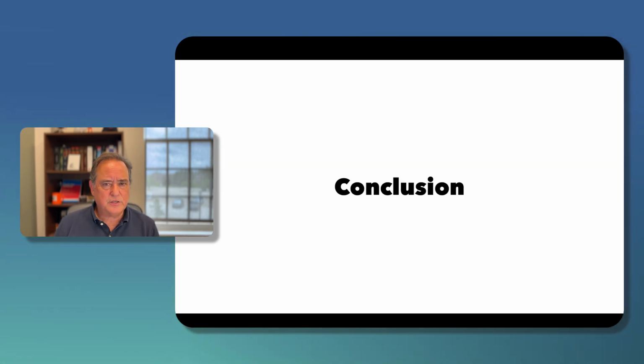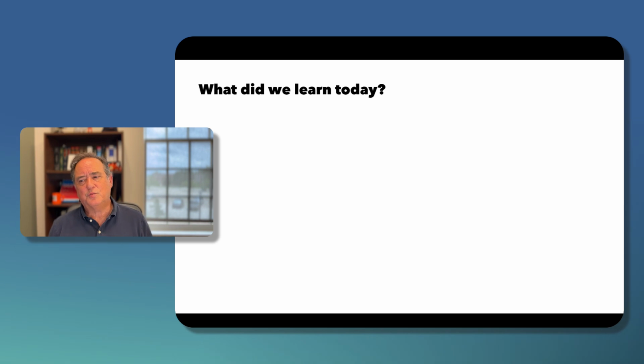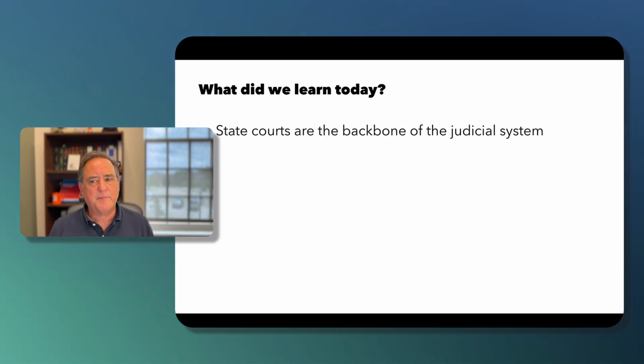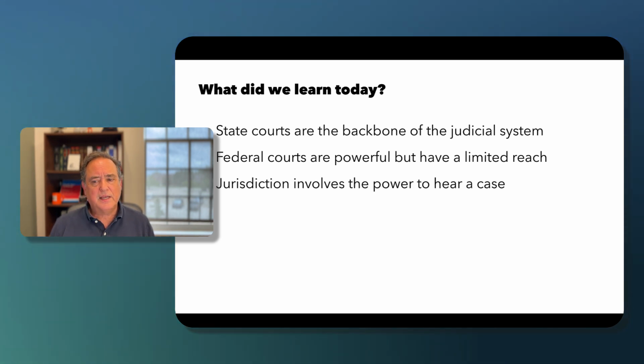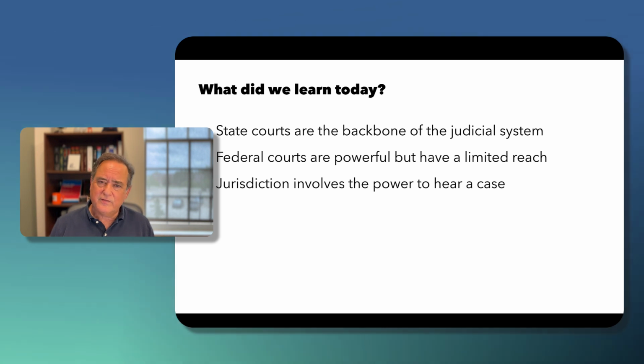So, in conclusion, what did we learn in this lecture? Well, we learned that state courts are the backbone of the judicial system. We know that federal courts are powerful, but have a limited reach, and jurisdiction involves the power to hear a case, the most important concept in the law.